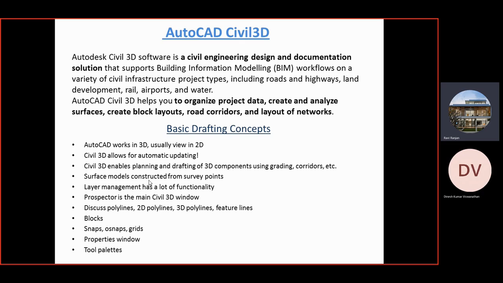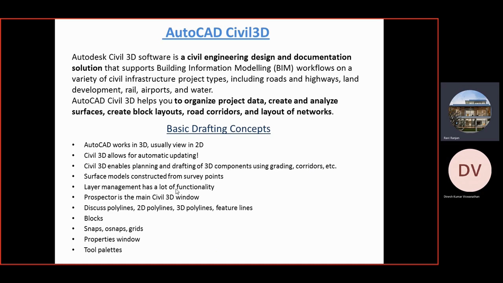So Civil 3D enables planning and drafting of 3D components using grading, corridors, etc. Corridors means like road corridors, rail corridors. The surface model is constructed from survey points. So for a surface, we need some coordinate points, which will be picked by surveying a land with a total station, or by a chain survey, or by a theodolite. So whatever points we give, we import them in Civil 3D and make a surface.